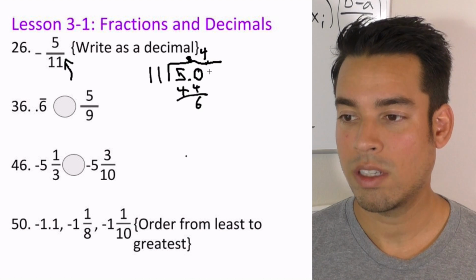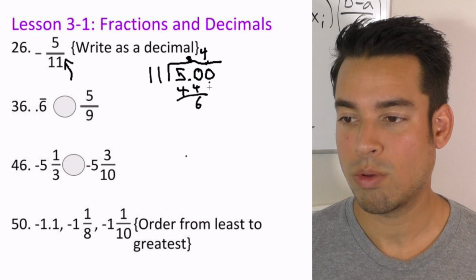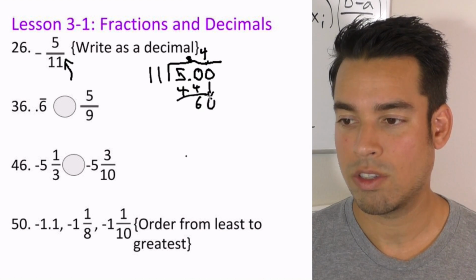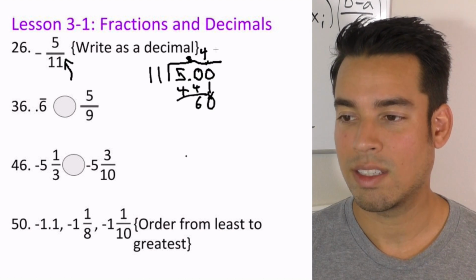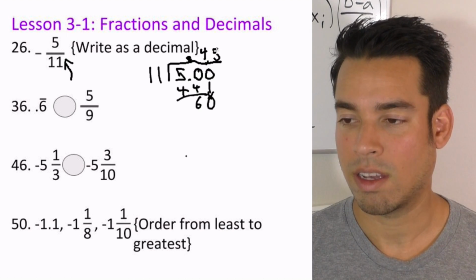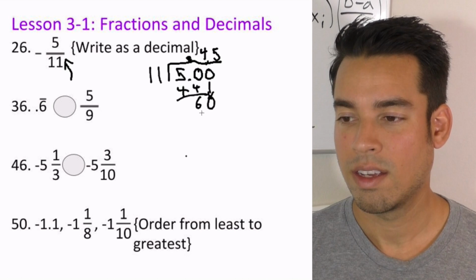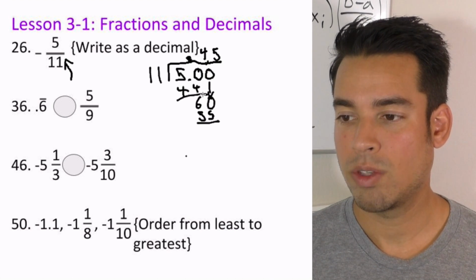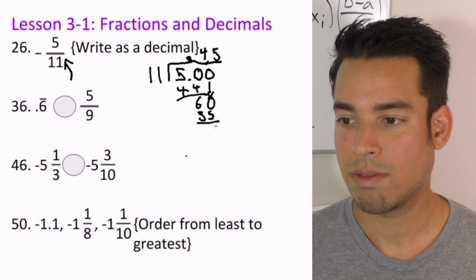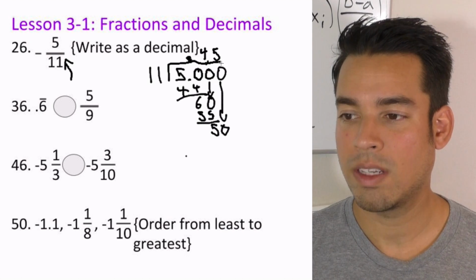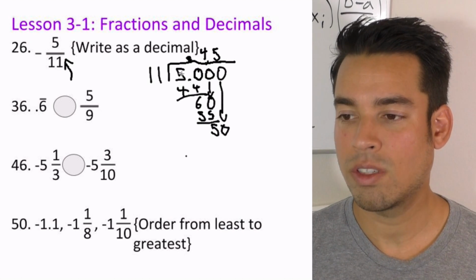Now what do we do next? We need to bring down a number. Well, guess what? We have an infinite supply of zeros. Bring that down. 11 goes into 60 5 times. What's 5 times 11? That is 55. And we do another subtraction. We've got 5 now. Let's bring down another 0. 11 goes into 50 how many times? That's the same as this first problem, so we can once again say 4.